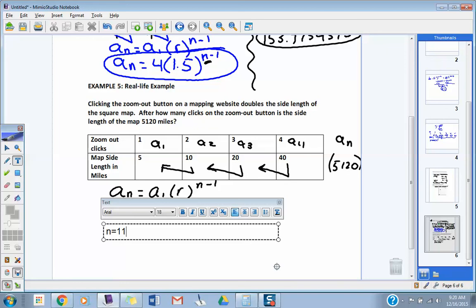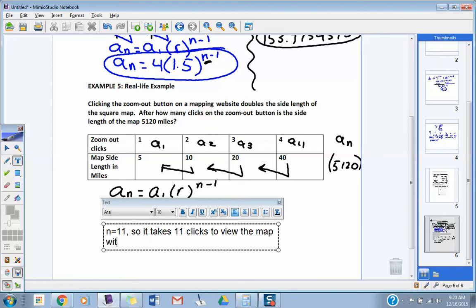So it takes 11 clicks to view the map with the distance 5,120 miles per side. Okay.